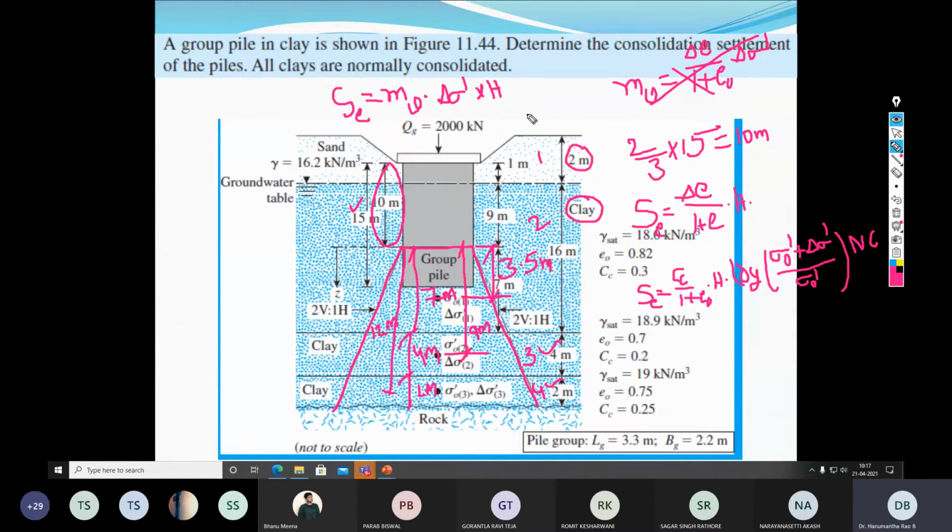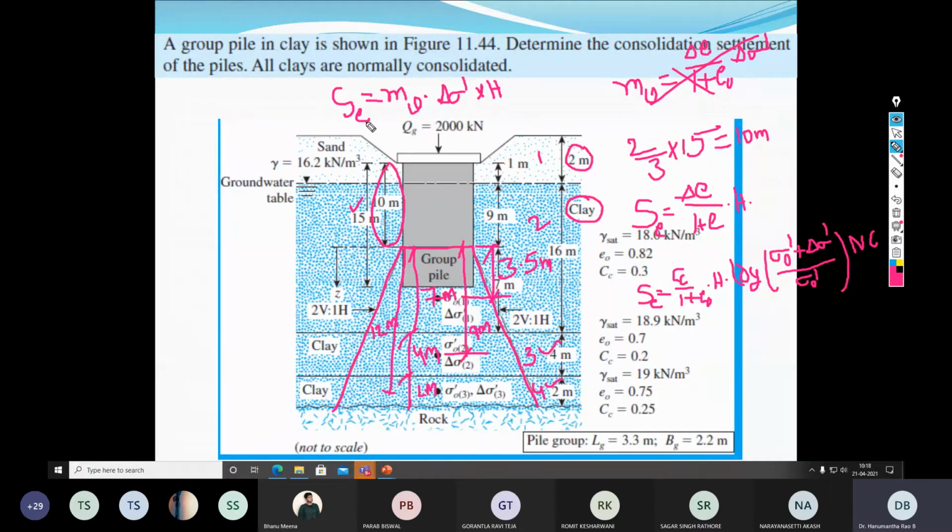So I repeat, everyone, don't get confused in the exam. Either Cc value will be given or mv will be given. Any one will be given, but you should be aware of these equations for calculation of the consolidation settlement. If Cc is given, then Sc is equal to Cc by 1 plus e naught into H into log of sigma naught plus delta sigma by sigma naught.